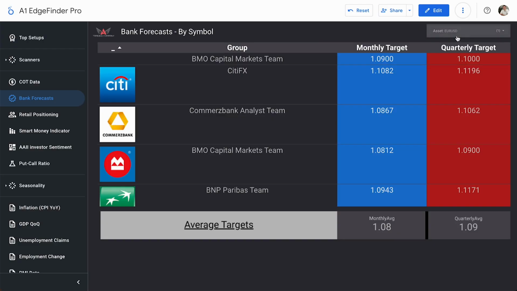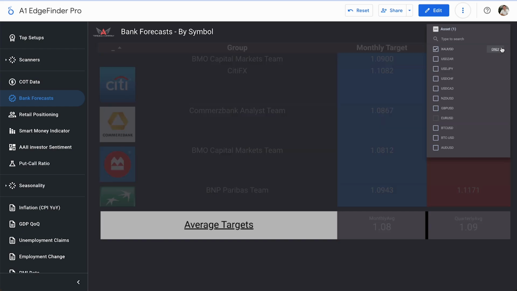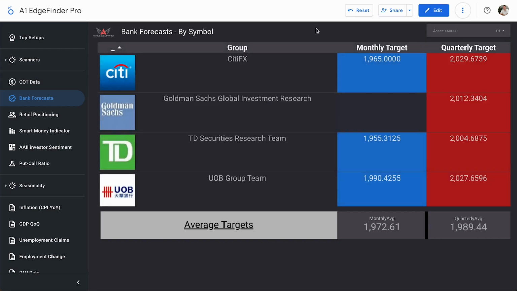So let's take a look at a few more assets. How about we look at gold, because it's up here at the top of the list.